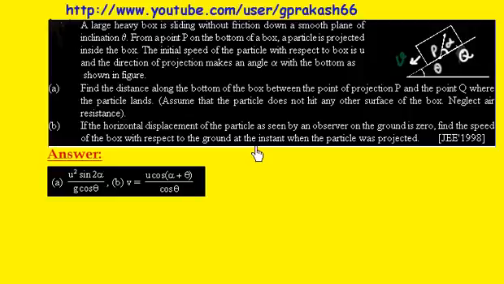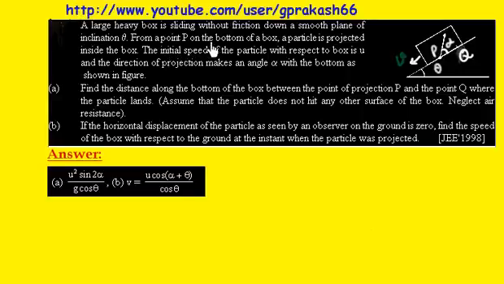So let us read this problem. It says we have a heavy box sliding without friction down a smooth plane of inclination theta. So this is a smooth plane we have, and this plane makes an angle theta with the horizontal that is given to you.